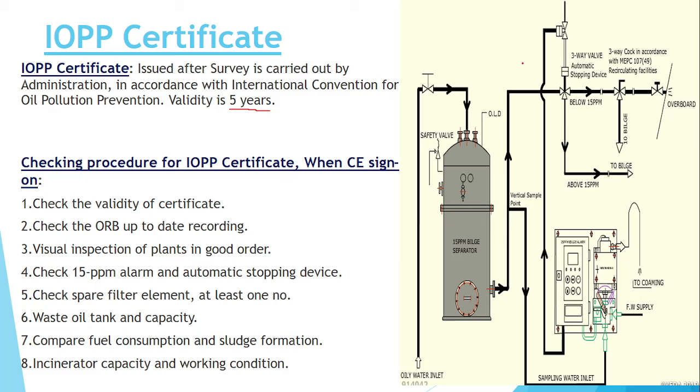Now here you can see one IOPP equipment, that is the OWS. Like that, you have to carry out the inspection of the OWS, bilge holding tank, bilge wells, ODME, all the IOPP equipment. If it is a simulation test, you have to carry out a test, or you have to carry out a visual inspection to see that it is in good order or not. You have to check that the 15 ppm alarm is coming, is proper or not.